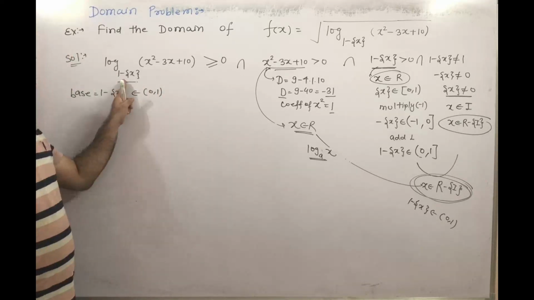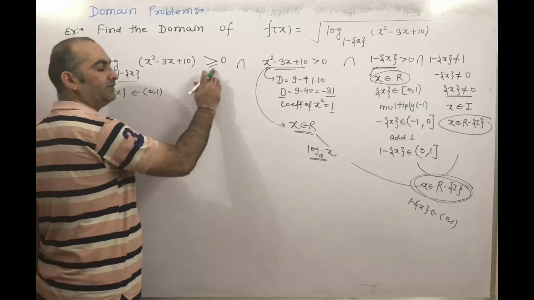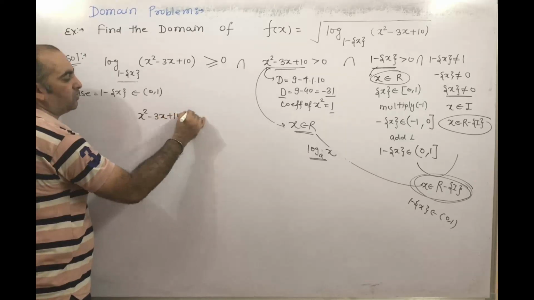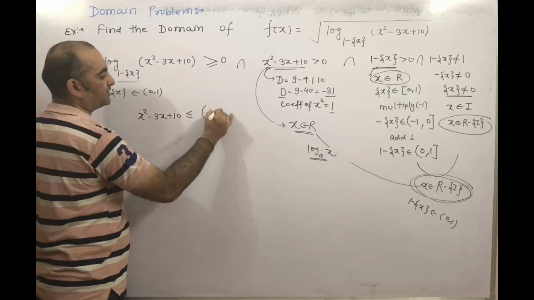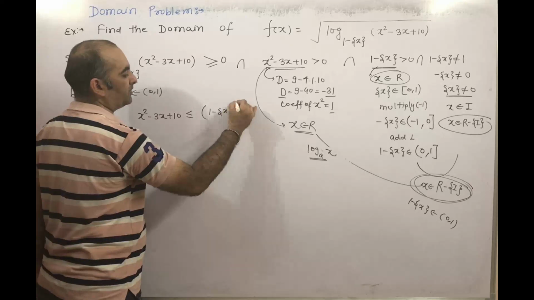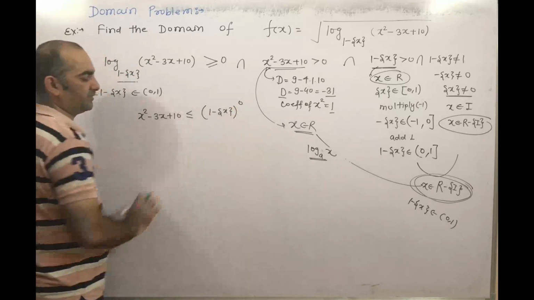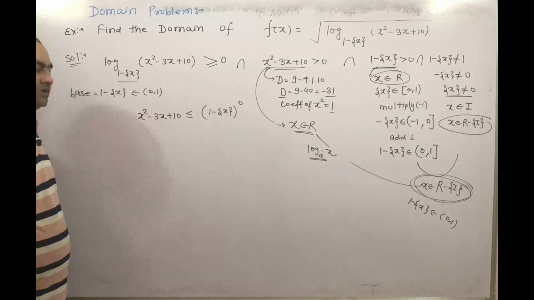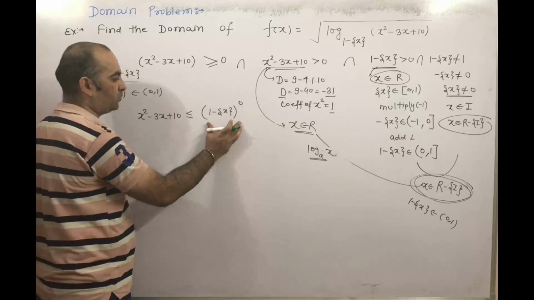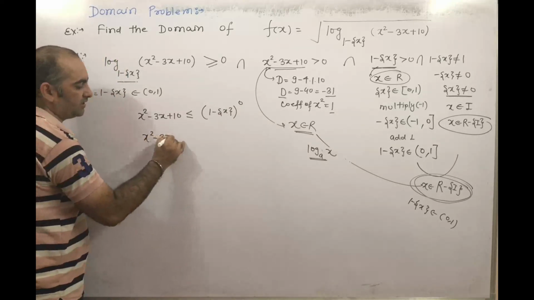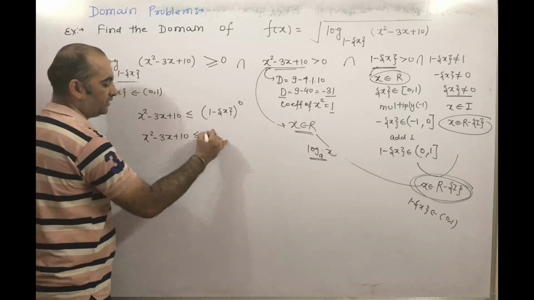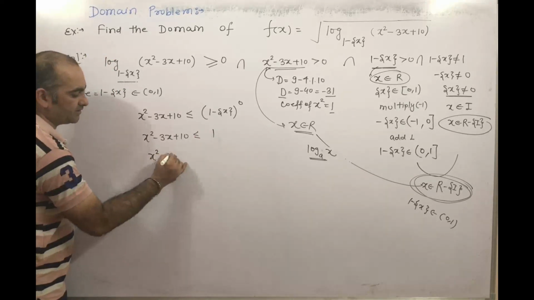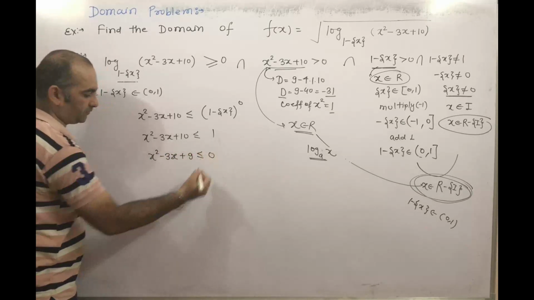Then if you take the antilog, the inequality sign will change. So we can take x² − 3x + 10 is less than or equal to (1 − {x})⁰. Base power 0 will come, and the inequality sign changes because the base belongs to (0, 1), a fraction. So (1 − {x})⁰ is 1. So x² − 3x + 10 is less than or equal to 1. So this will come: x² − 3x + 9 is less than or equal to 0.